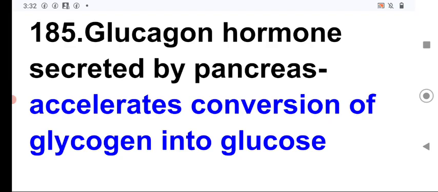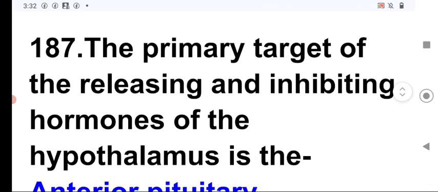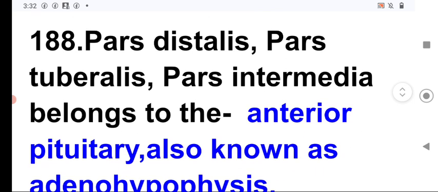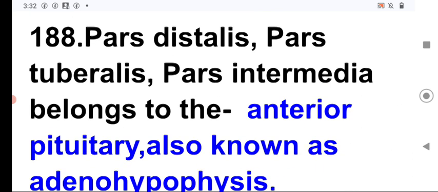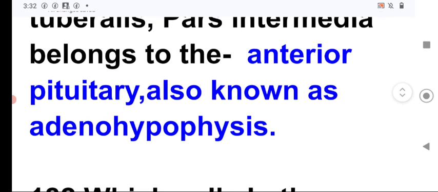Next, glucagon hormone secreted by the pancreas accelerates the conversion of glycogen into glucose. Next, the parathyroid hormone, PTH, in the human body increases blood calcium level. Next, the primary target of the releasing and inhibiting hormones of the hypothalamus is the anterior pituitary. Next, pars distalis, pars tuberalis, and pars intermedia belong to the anterior pituitary, also known as adenohypophysis.